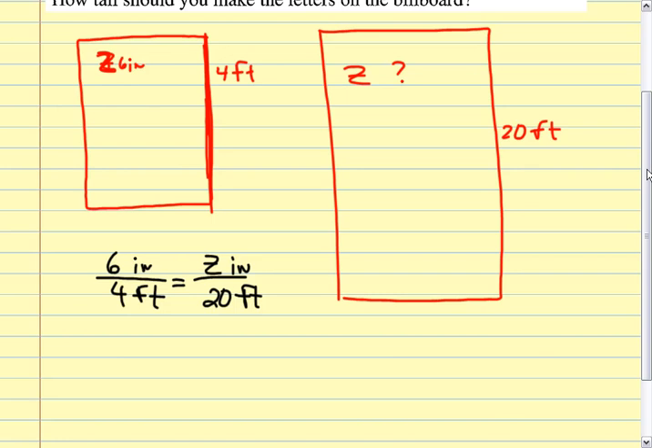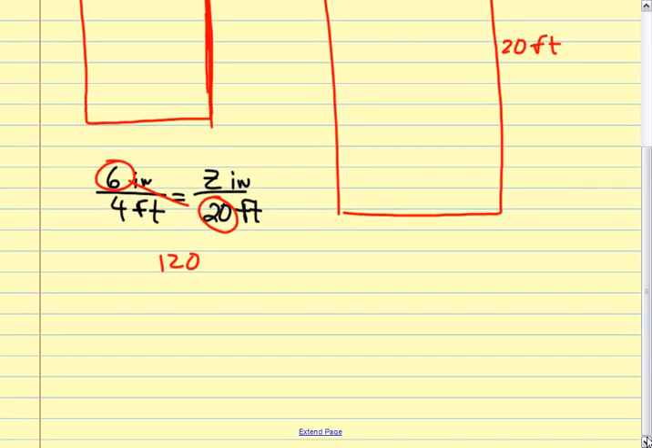You could just cross multiply. Okay, so I'm going to do 20 times 6. What does that give us, David? What is 20 times 6? 120. But what do I do with that number, David? I don't multiply. I divide it by the number that's left over. Okay, so let's divide that by 4. What is 120 divided by 4? What is that, Elizabeth? 30. So that means that Z needs to be 30 inches. The letter needs to be 30 inches tall.